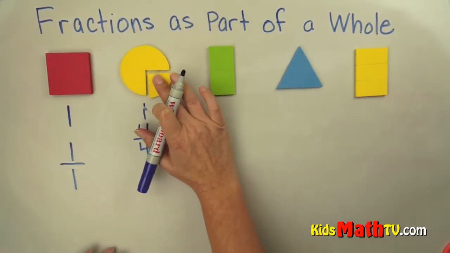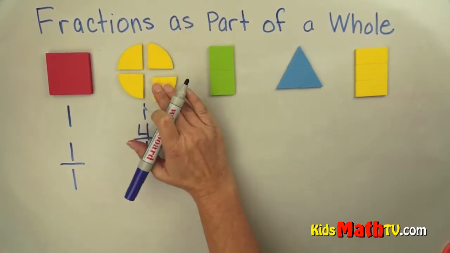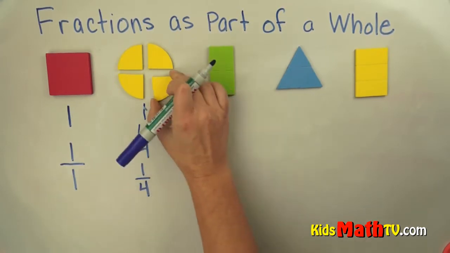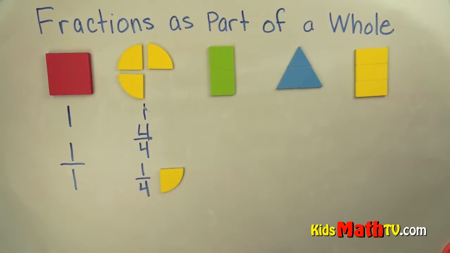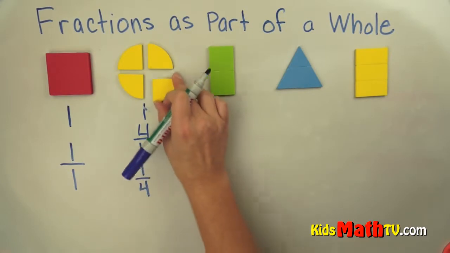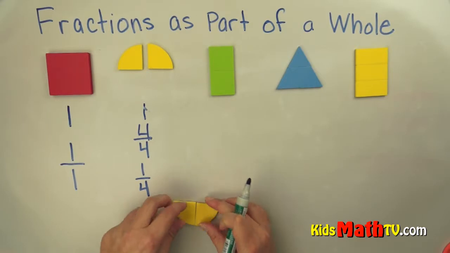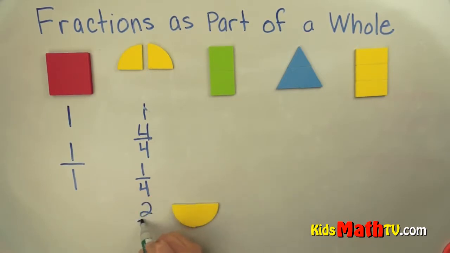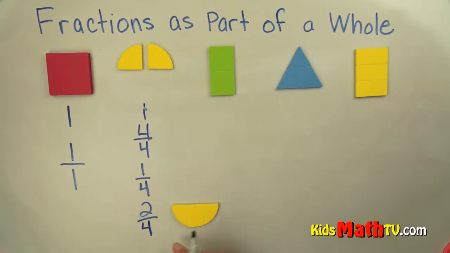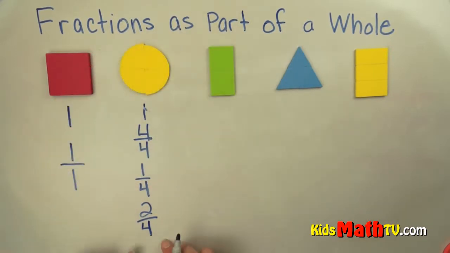I can also take out just one of these pieces. There are 4 pieces here that are exactly the same, but if I take out 1 out of 4, that is this piece right here. 1 out of 4. So there's 1 here out of 1, 2, 3, 4 total. I can take 2 pieces. If I take 2 pieces, I now have 2 out of 1, 2, 3, 4. The whole is 4. The whole is always on the bottom. Okay, so 2 out of 4.